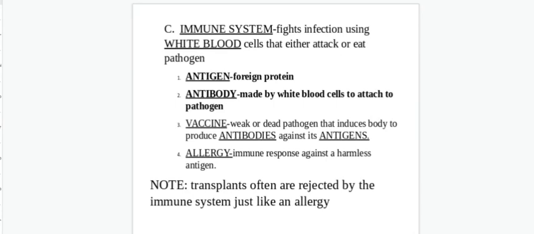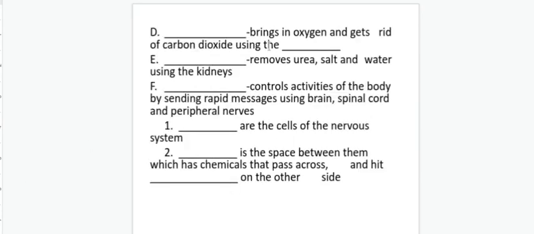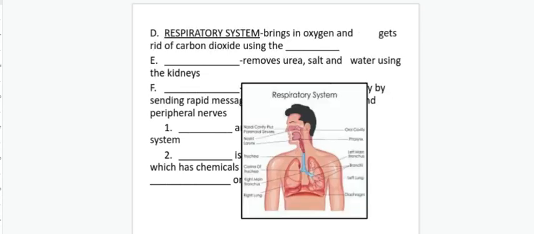Okay, moving right along. We have the system that brings in oxygen. Remember I was saying the lungs bring in the oxygen, then the blood carries it to the cells and gets rid of the carbon dioxide. That's your respiratory system and uses the lungs.